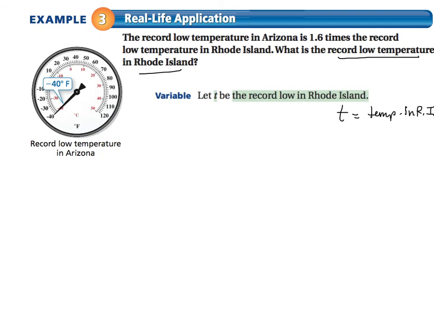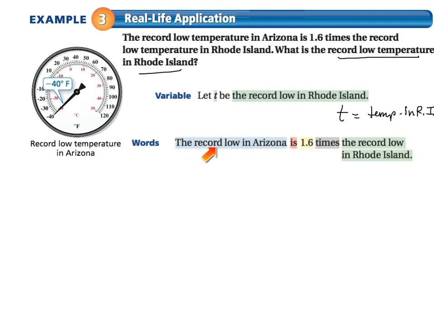So what do we know? We know that the record low in Arizona is, I'm just recopying what's up here, 1.6 times the record low in Rhode Island. So how would you write that? The record low in Arizona, we'd write down negative 40. Is means equals. 1.6 is 1.6. Times is x. The record low in Rhode Island, we don't know, is t. So my equation would be negative 40 equals 1.6t. Solve it on your own. Pause the video and solve it.